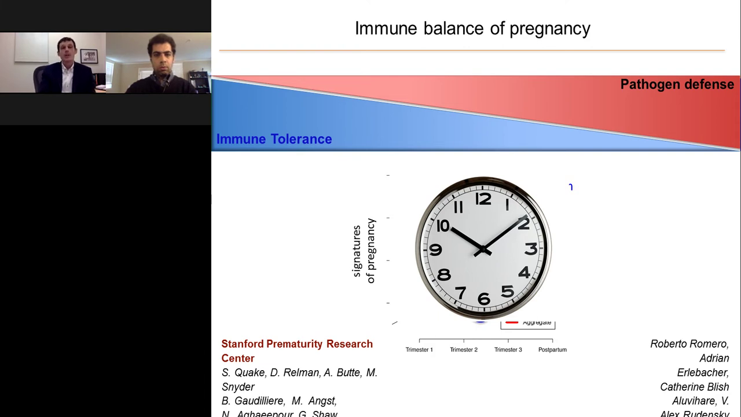And so there's also an exacerbated response from innate immune cells during pregnancy. Now, what's really interesting is that this immune balance lasts exactly 9 months.